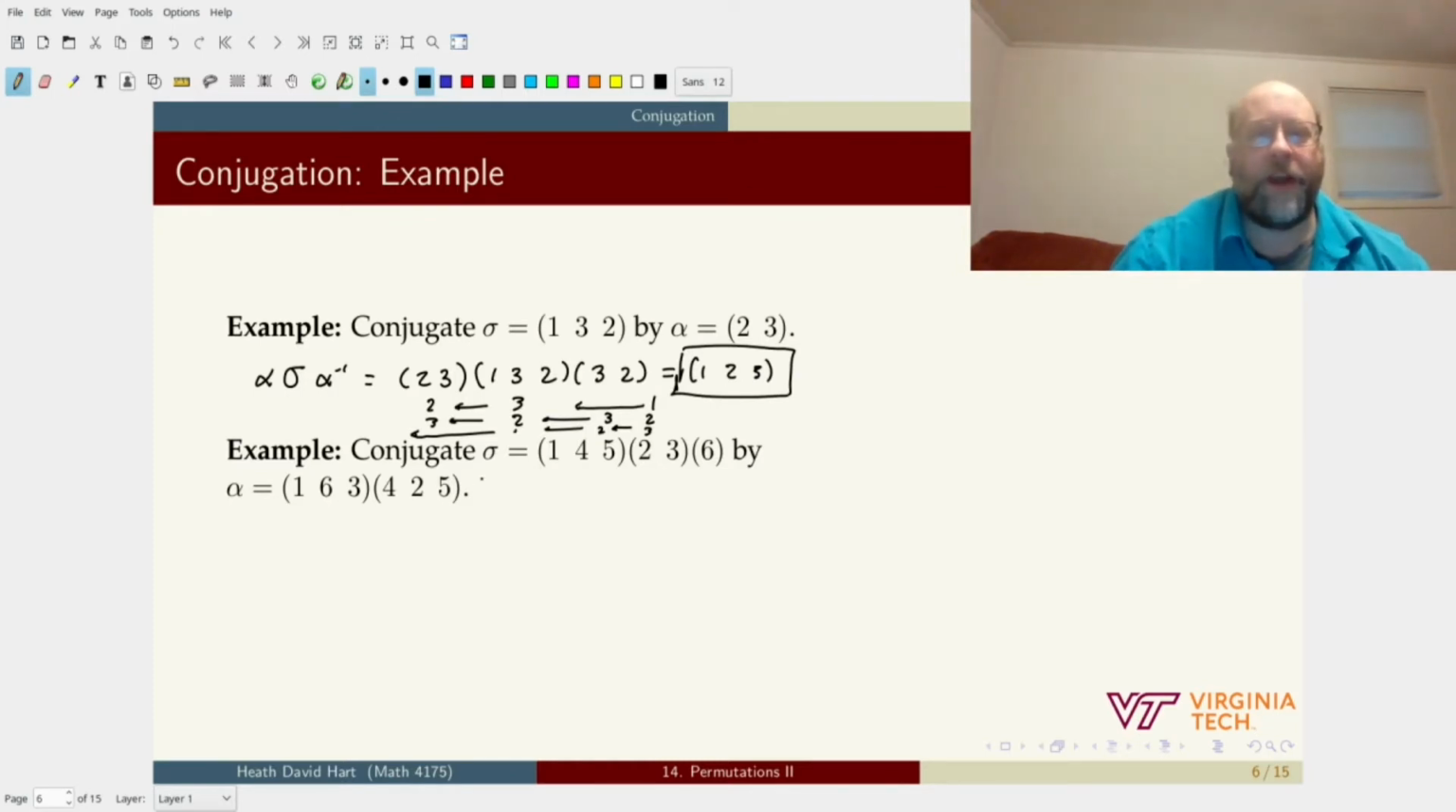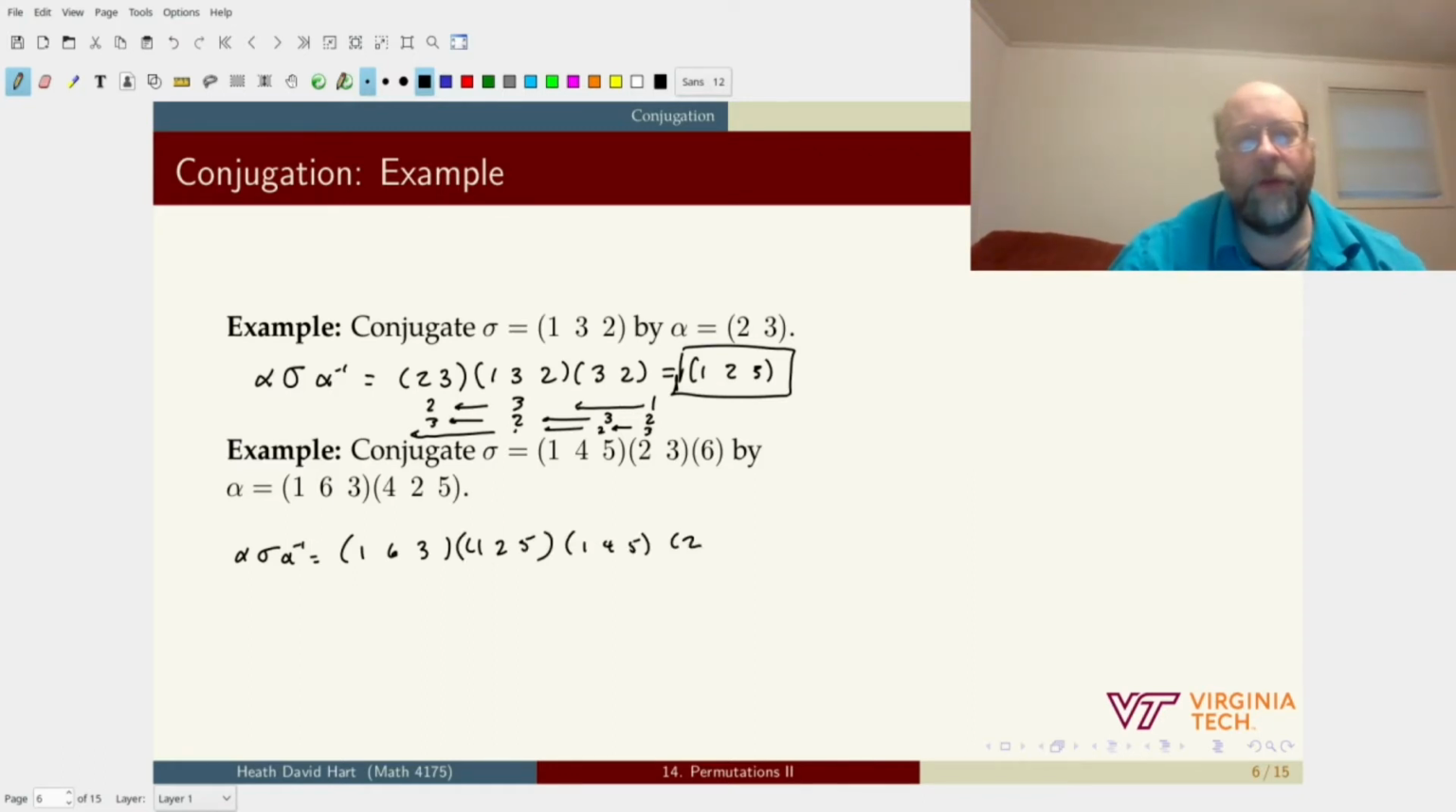Now let's try conjugating sigma by this alpha. So we're going to do, again, alpha, sigma, alpha inverse. So alpha is (1 6 3)(4 2 5), sigma is (1 4 5)(2 3 6). And then we write alpha backwards. So this will be (5 2 4)(3 6 1).